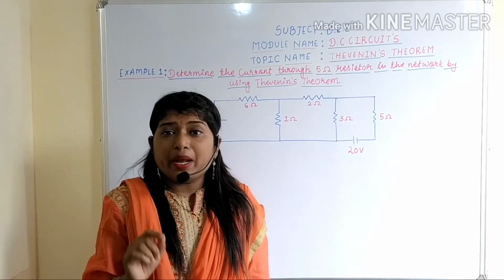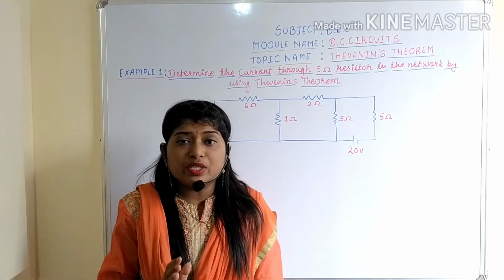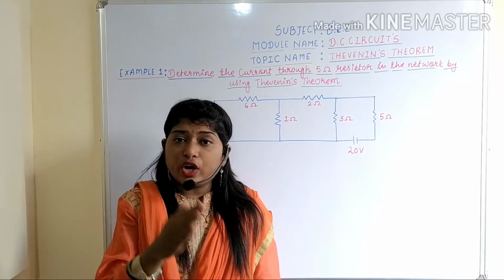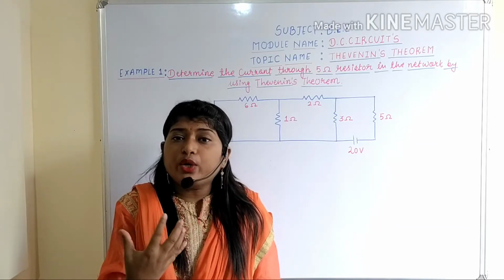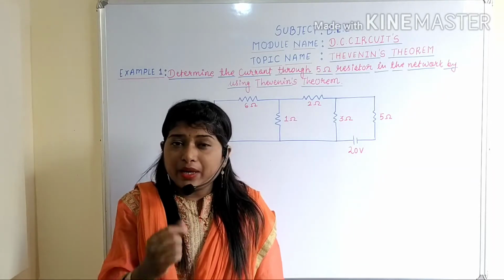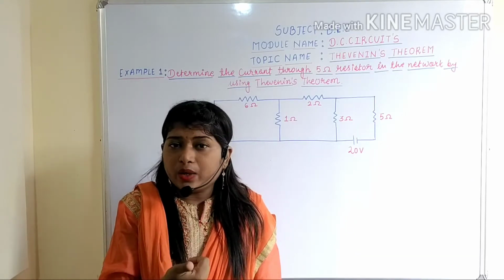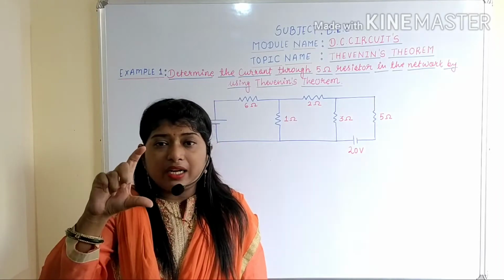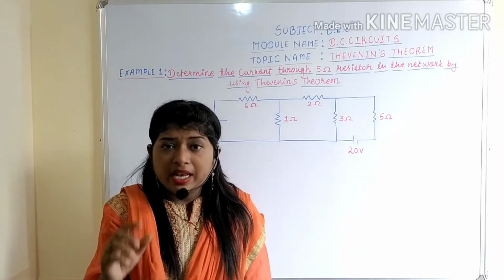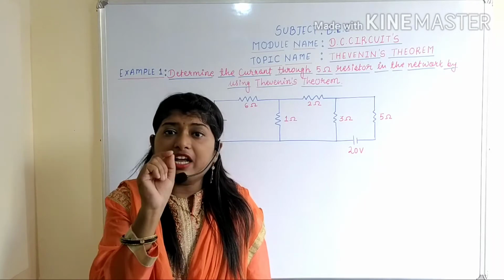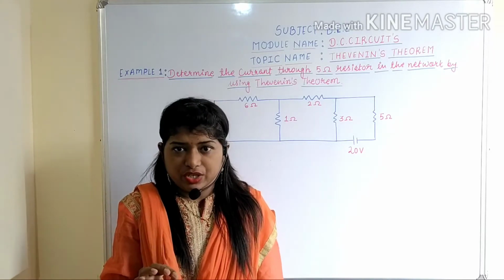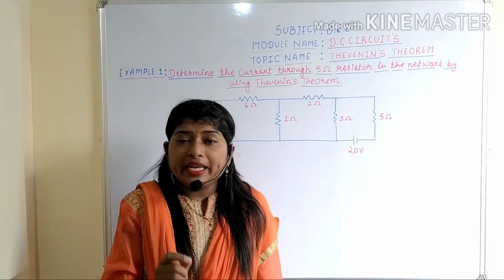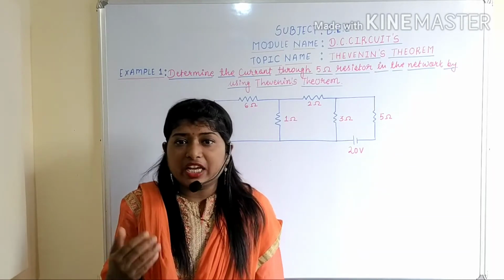What was step number 2? You need to calculate VTH. For the calculation of VTH we need to follow certain steps. Can you tell me the first step under calculation of VTH? The first step is to replace the load resistor by an open terminal, and across that open terminal we need to assign VTH. Once you have assigned VTH, you need to apply any one of the network simplification techniques.